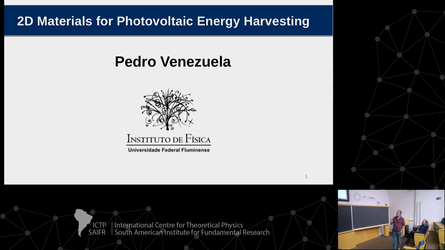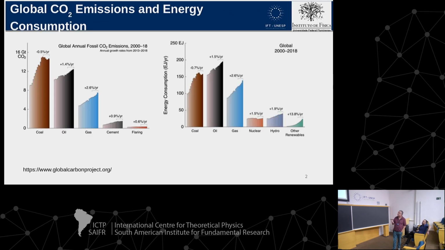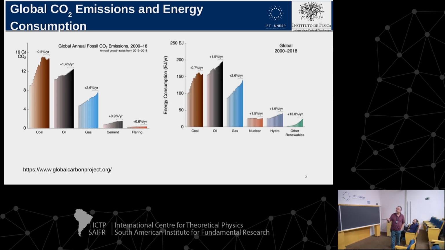I will talk about 2D materials for photovoltaics. And I would like to start with these two impressive graphs. So here is the CO2 emission from 2000 to 2018. And you see that it comes mostly from coal, oil, and gas. And when you look at the energy consumption, you say, is it the same graph? No, it's very similar. Here is the energy consumption from 2000 to 2018. It's coal, oil, and gas.